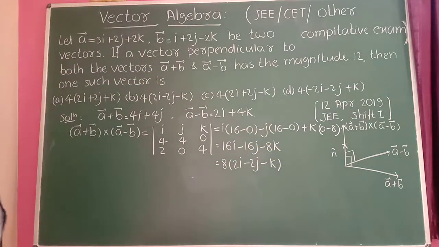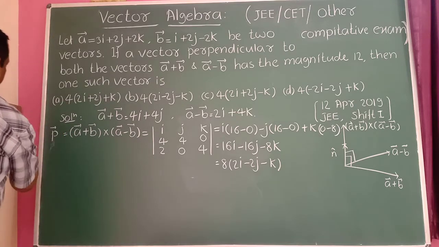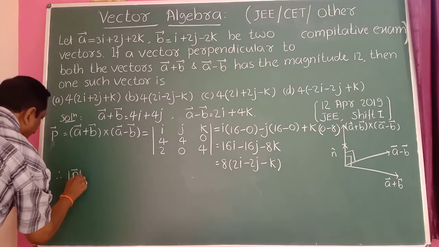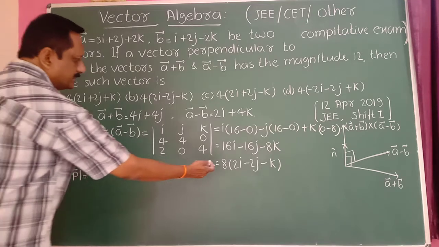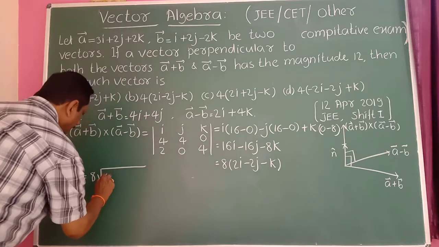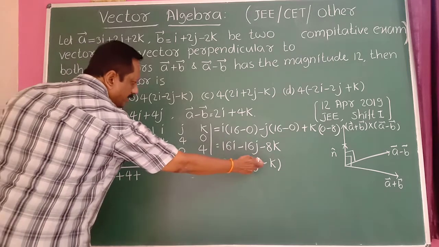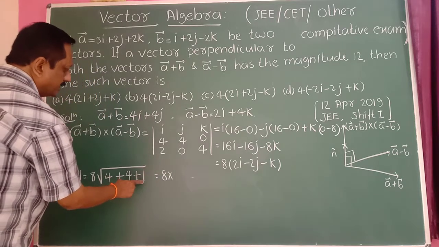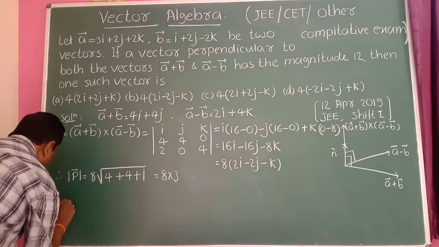Then find its modulus here. Consider this one as the vector p bar. The modulus of p bar is equal to, here it's the cross product taken as p bar. Therefore p bar is this vector, its modulus is given by 8 into root of 2 squared is 4, plus minus 2 squared is 4, plus minus 1 squared is 1. Therefore 8 into root of 4 plus 4, 8, plus 1, 9. Square root of 9 is 3 here. Therefore 8 into 3.